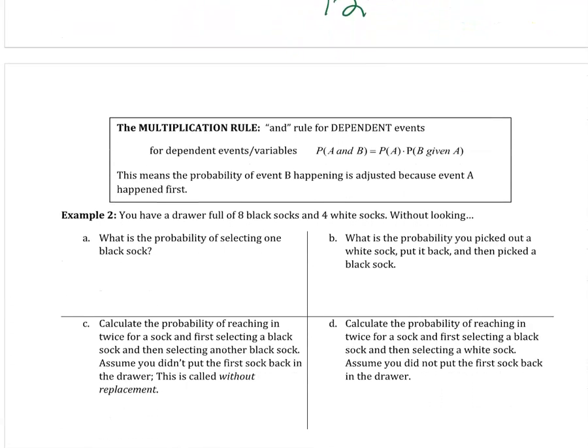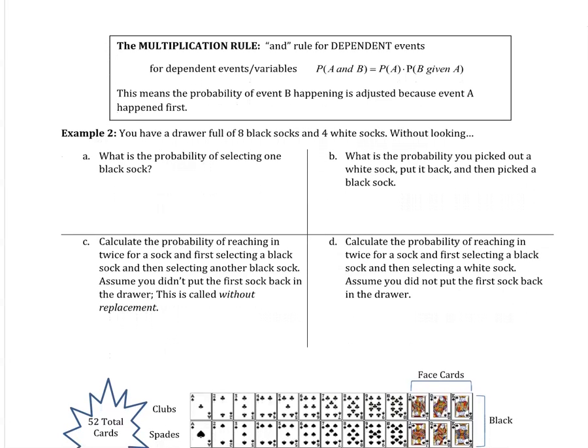Now here's where it gets a little bit tricky, because I'm going to talk about something called dependent events. So let's say you have a drawer full of 8 black socks and 4 white socks. So I'm already thinking, all right, you have 12 total socks in the drawer. What is the probability of selecting 1 black sock? Well, if you have 12 total in the drawer and 8 of them are black, there's an 8 out of 12 chance that you will pick a black sock.